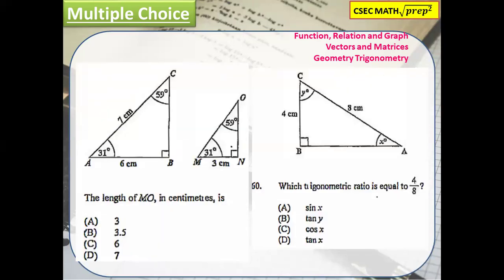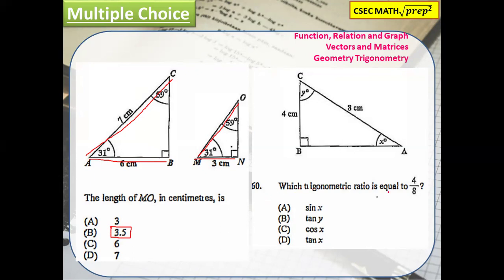All right, and these are our final questions in our multiple choice revision. And what we're having here is an enlargement situation. Triangle MO, the length of MO in centimeters is what? So the two triangles are given. And what we're noticing is that the angles are the same. That means these are similar triangles. So we have 6 at this triangle, but yet this 3 at this one. So if 7 is here, since they are similar triangles, then this must be half of 7, which is 3.5.